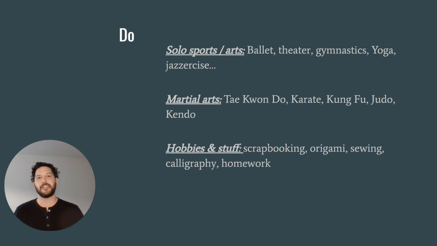And finally, hobbies and stuff. So hobbies, other things. Usually, if you're not sure if it's play or go, it's probably do. So you can do scrapbooking, you can do origami, you can do sewing, calligraphy, and you can also, yes, do homework. So that's how we use do.